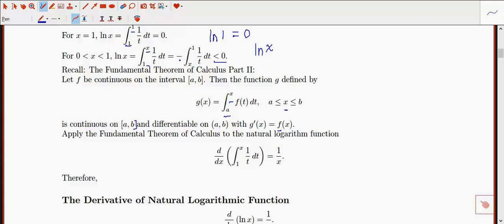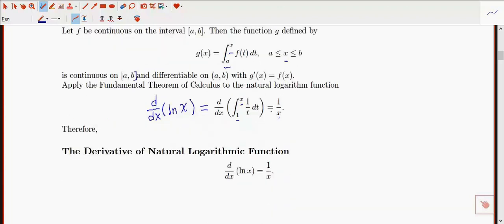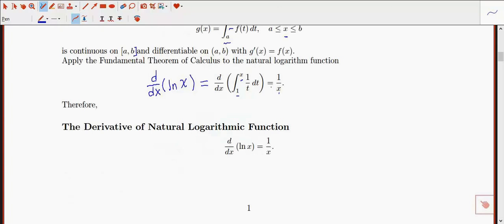Apply the fundamental theorem of calculus to the natural log function. Take the derivative with respect to x of the natural log function. It's the same as the derivative with respect to x of its definition, the integral from 1 to x of 1 over t dt. Applying the fundamental theorem to the natural logarithm function with the integrand evaluated at x, we have 1 over x. Therefore, the derivative of the natural logarithmic function, d over dx of ln of x, equals 1 over x.